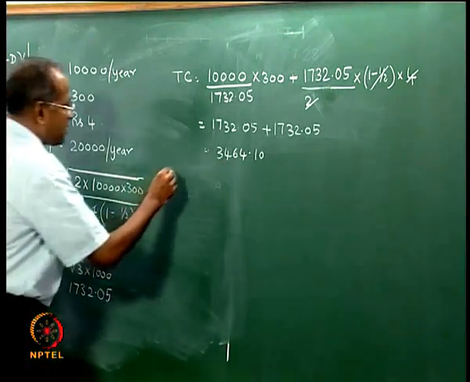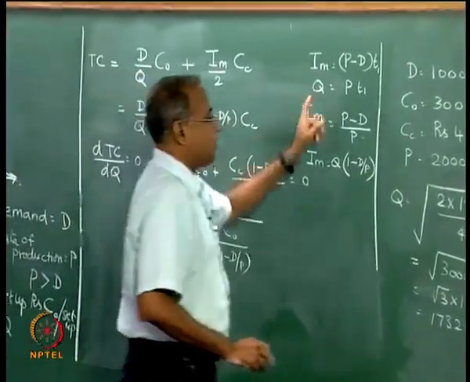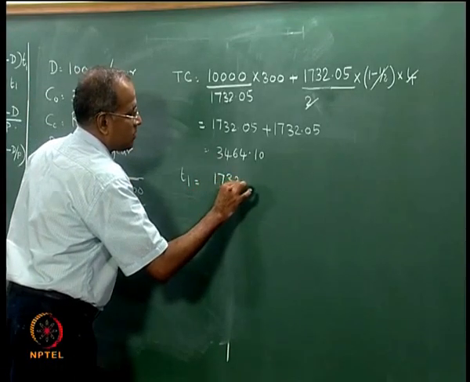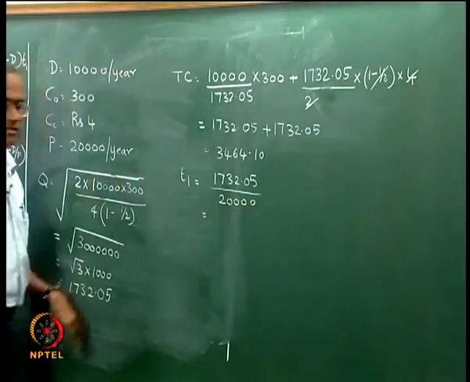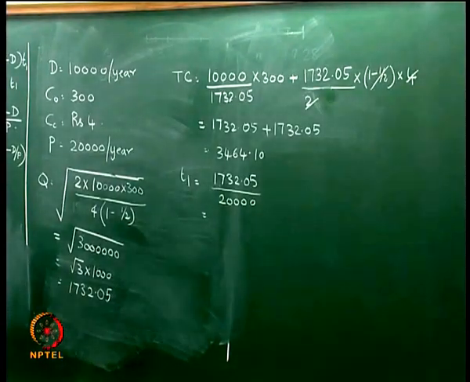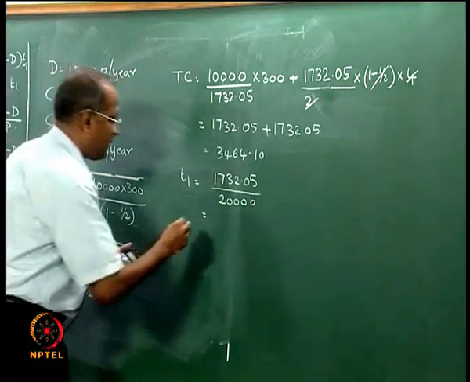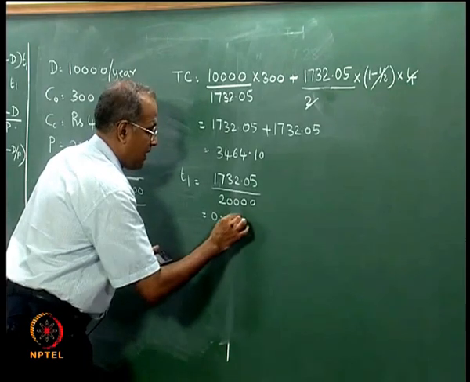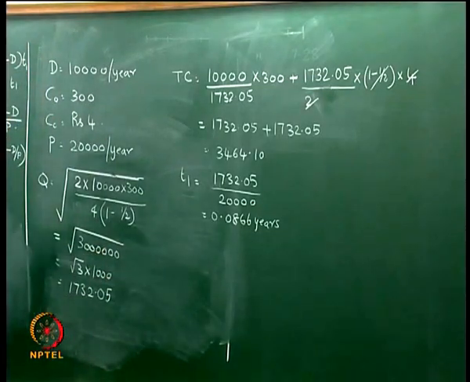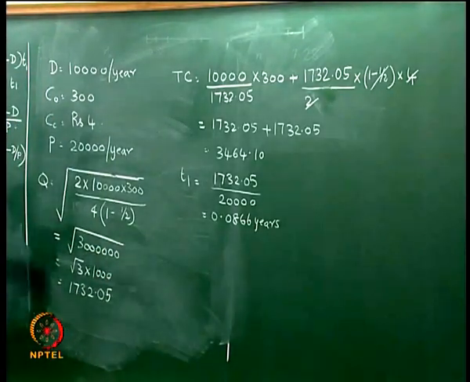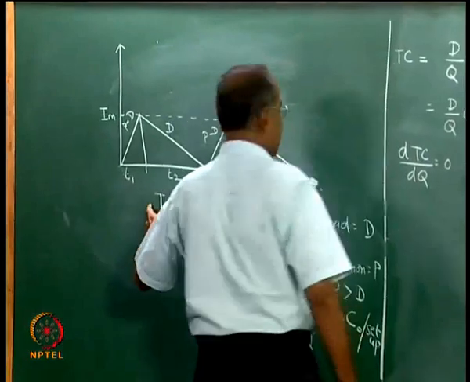So, when we produce a quantity of 1732.05, we also produce for a time T1. T1 is equal to Q by P, which is 1732.05 divided by 20,000, which is 0.0866 years. Now, this can be converted into hours to know the number of hours that we produce. Similarly, T2 can also be calculated and the cycle time T can also be calculated.